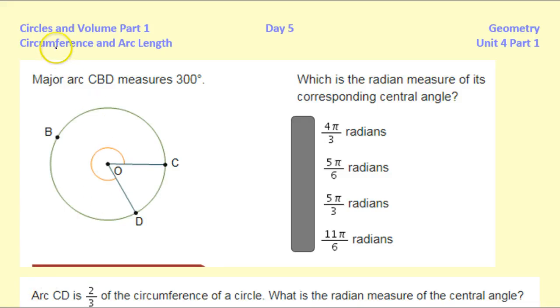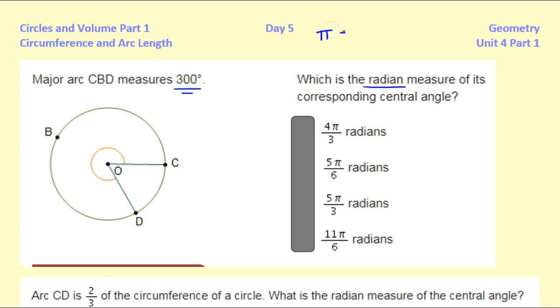This video is about circumference and arc length. But first of all, the first problem is just a matter of converting from degrees to radians. So they give us this angle and they give us the degree measure, 300 degrees, and then they're saying what is the same measure in radians.